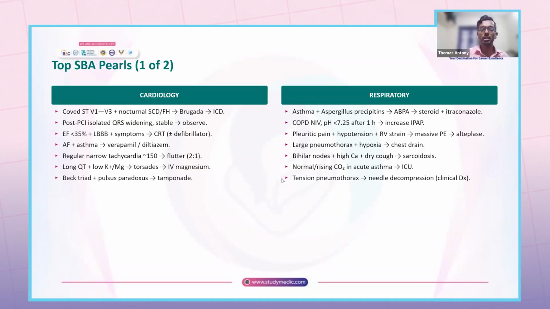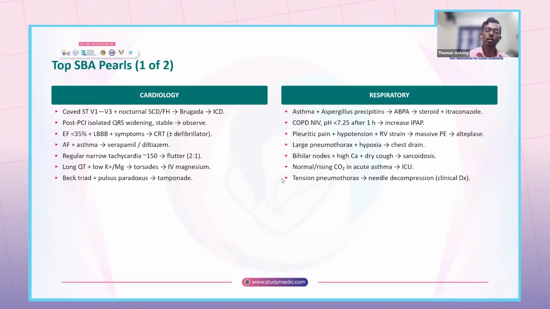So in cardiology, this is just a summary. Coved ST in V1 to V3 along with nocturnal sudden cardiac death or family history, you have to suspect Brugada syndrome. The treatment of choice is ICD. Post PCI isolated QRS widening, stable, observe. So this is usually seen because of reperfusion arrhythmia.